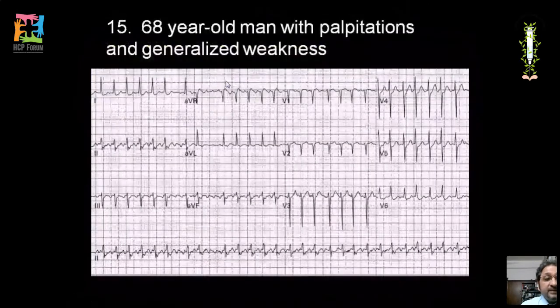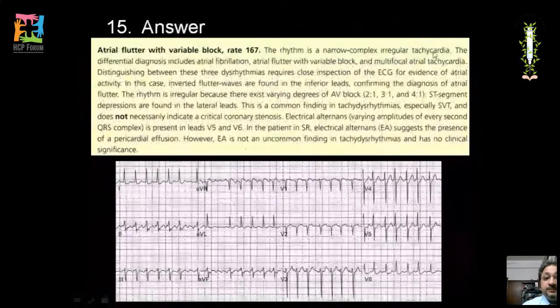Next is an ECG, which is again a narrow complex tachycardia, but now the RR intervals are irregular. So it's an irregular narrow complex tachycardia. So again, what are the differential diagnoses? It will be atrial fibrillation, atrial flutter with variable block, and multifocal atrial tachycardia. But here we do find P waves, so atrial fibrillation is ruled out. Multifocal atrial tachycardia is ruled out because the P waves are morphologically similar and not dissimilar.